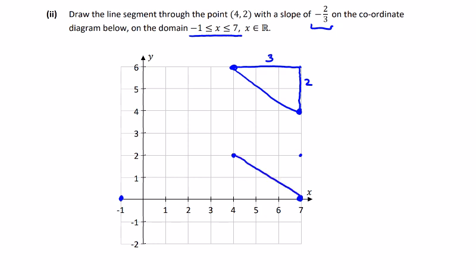You can see definitely negative slope, so we want to go across 3, up 2. That will give us our next point, or just put the ruler on. And then continue along on the same. Back. If we go back 3, it'll be approximately here. And up 2 will get us to approximately this line here. So that's the last part of question 1.